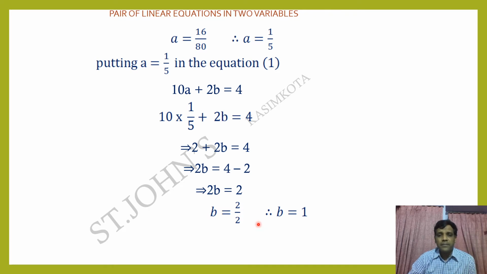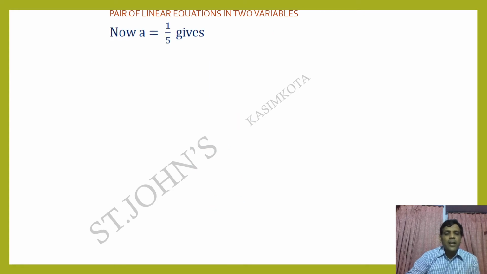Are you clear? Already you got the a value and b value. In the first slide, 1 by x plus y and 1 by x minus y equal a and b. Now substitute these two values in the first equations. Are you clear? Now a equals 1 by 5. Already we got the a value and b value: a is 1 by 5 and b is 1.